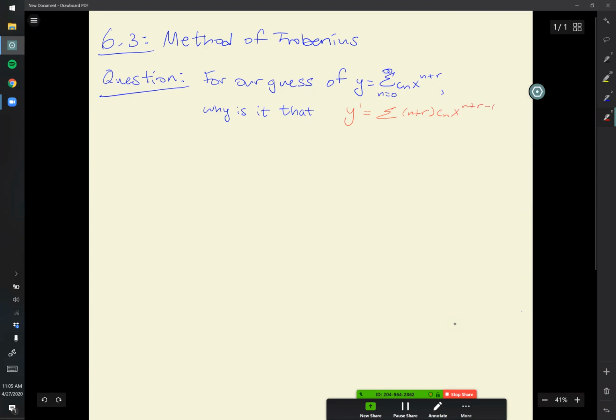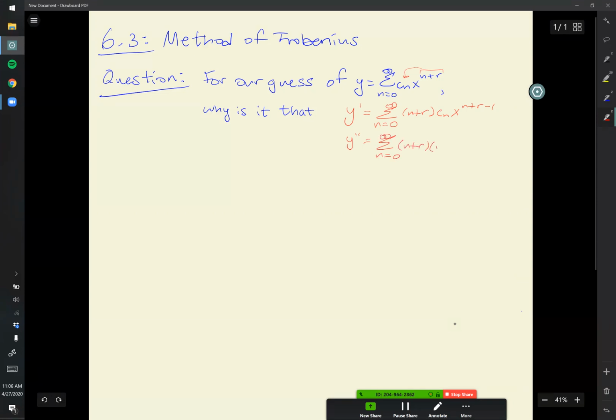That's kind of pretty self-explanatory. It's just the power rule. This power comes down and you subtract by 1. But I guess the question is, why is it still at 0? And same thing for the second derivative. It also starts at 0, and it's just the power rule again.